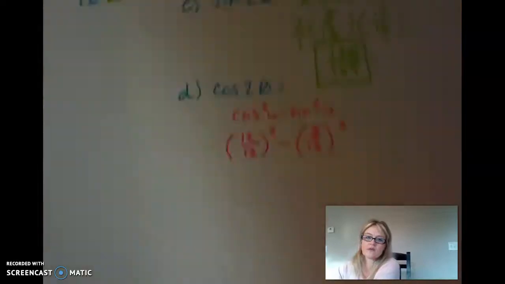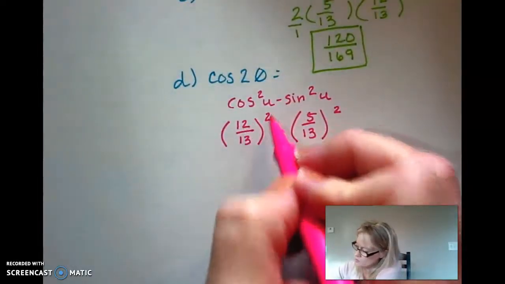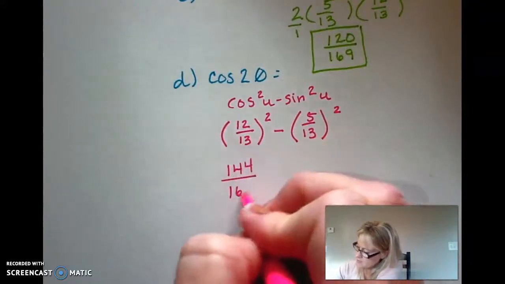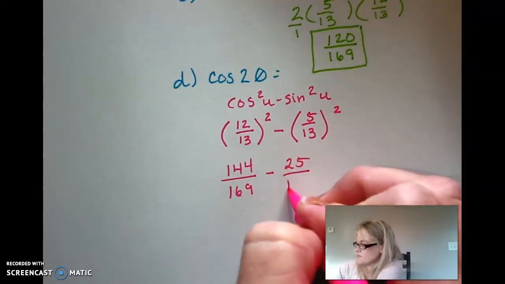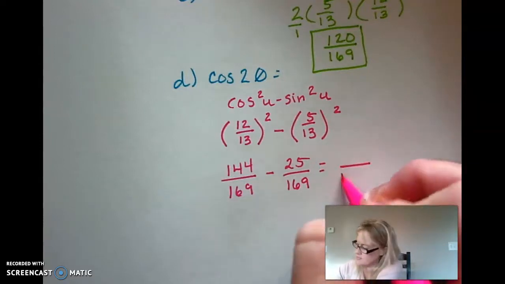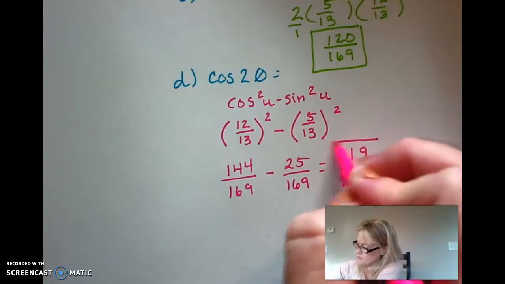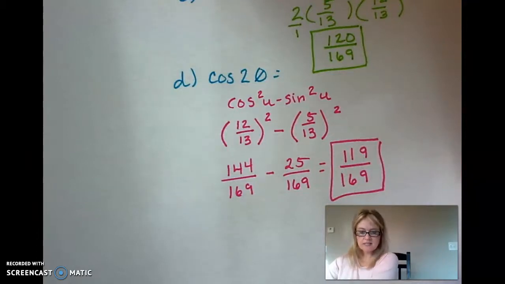Now, according to our order of operations, we have to square first. So 12 squared is 144, 13 squared is 169, minus 5 squared, which is 25, and 13 squared again is 169. Common denominator of 169, and when I subtract the 2, we have 119 over 169. Okay, so that's pretty easy when we're talking about the double angle formula.